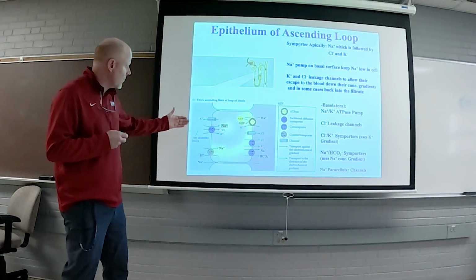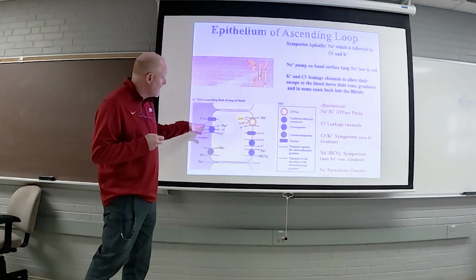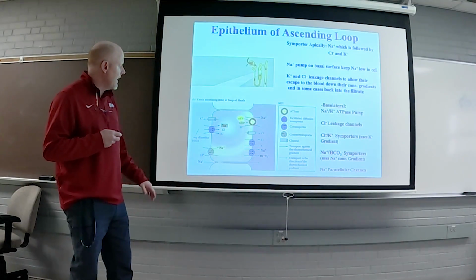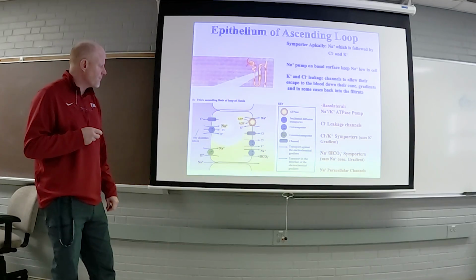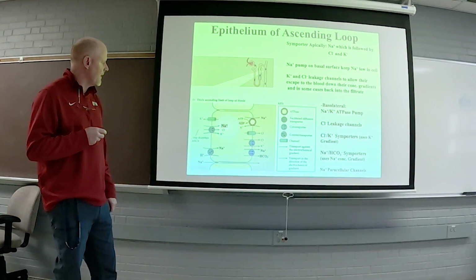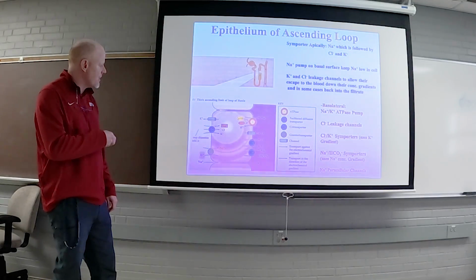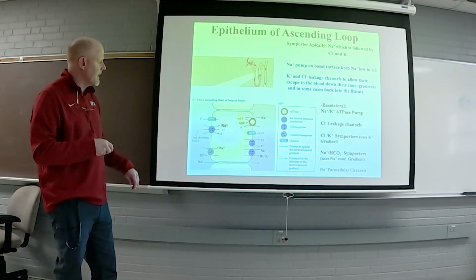Right? It's the sodium chloride potassium symporter, and you're using the sodium gradient to pull chloride and potassium in. This is driven by the ATP pump over here, which keeps sodium low in the epithelium. The potassium always escapes back through a potassium leakage channel. There could be potassium leakage channels on both sides that allow potassium to leak.